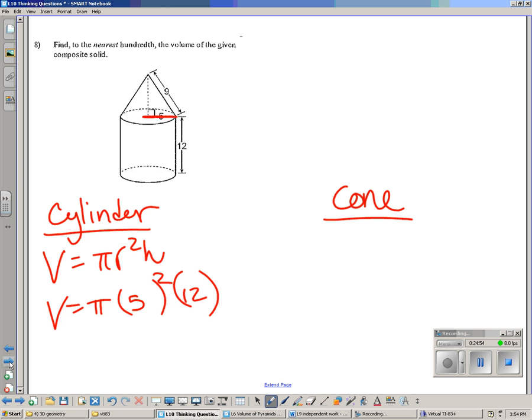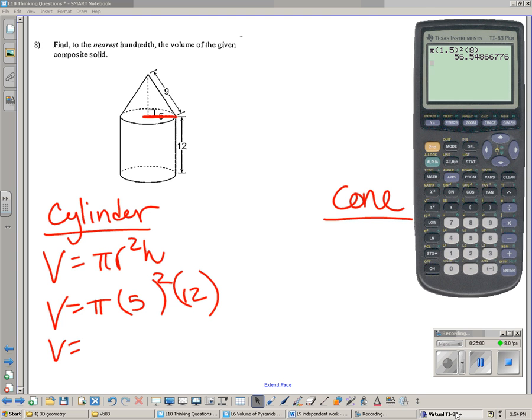Now we're doing this to the nearest hundredth, so I can write out my decimals. Okay. So in the calculator, I'm going to type in pi times 5 squared times 12. So we get 942.4777961.